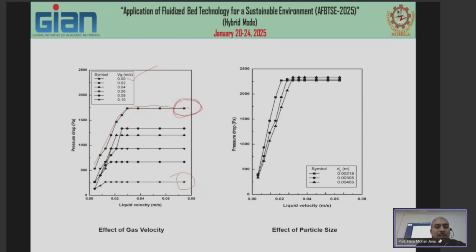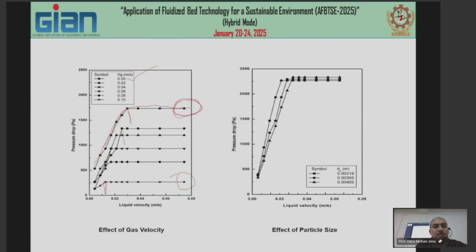As you increase the liquid velocity at a constant gas velocity, your pressure drop increases, whether it is a liquid-solid fluid bed or a gas-liquid-solid fluid bed. Then beyond the minimum fluidization velocity, the pressure drop becomes almost constant. So as you see here, for the liquid-solid fluid bed, this is the minimum fluidization velocity. For the gas-liquid-solid fluid bed, for a gas velocity of 0.2, this is the minimum fluidization velocity, whereas for a gas velocity of 10 meter per second, this is the minimum fluidization velocity.